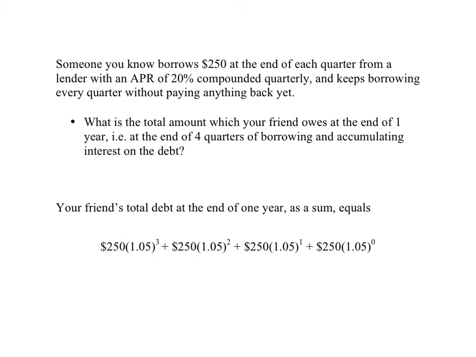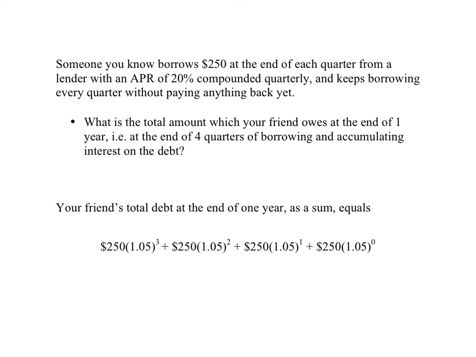3 times during the year in particular, because the first $250 is borrowed at the end of the first quarter. Think of the end of the first quarter as the end of March. That means at the end of June, the end of September, and the end of December, there are separate interest charges. That's what it means that the interest is compounded quarterly. This lender charges your friend new interest every quarter.